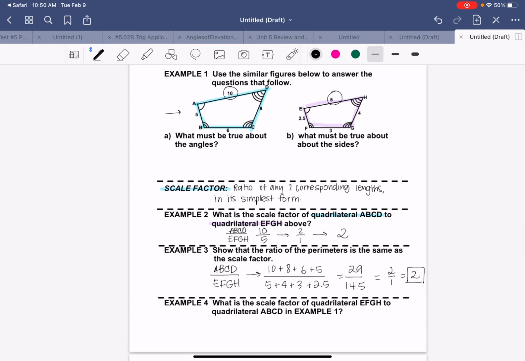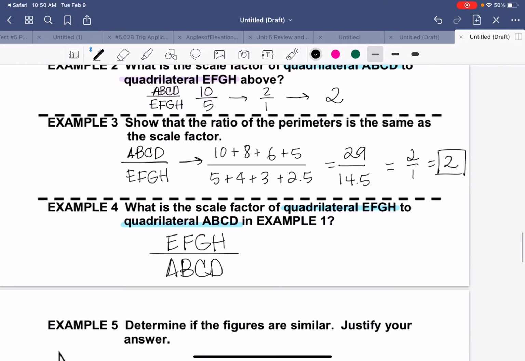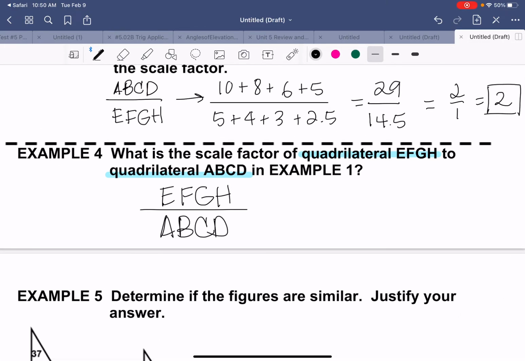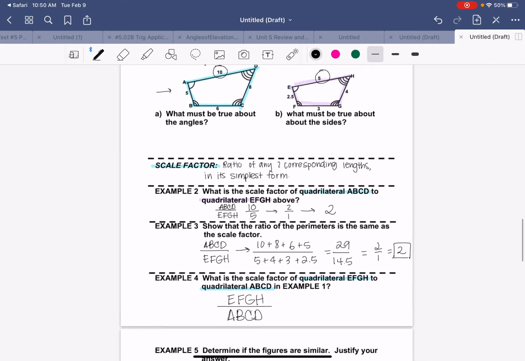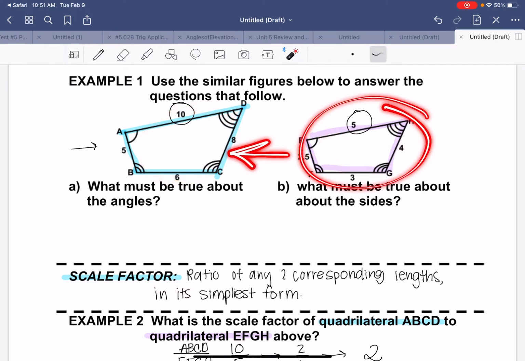So if I were to flip it, this says, what is the scale factor of quadrilateral EFGH to ABCD? Well, now EFGH goes on top and ABCD goes on bottom. Guys, nothing changes at all. You just flip it, so the numbers don't change. But now instead of going from ABCD to EFGH, we're going to go from EFGH to ABCD. So now the ratio is 5 over 10.